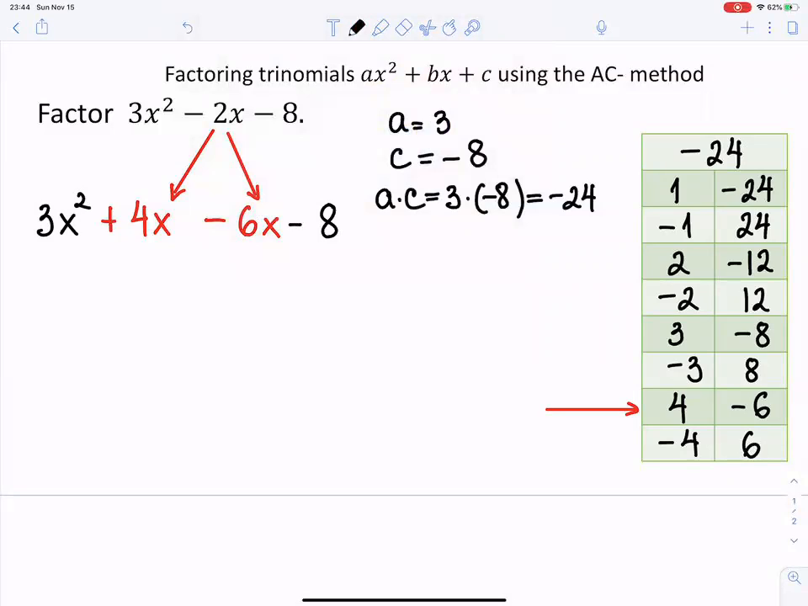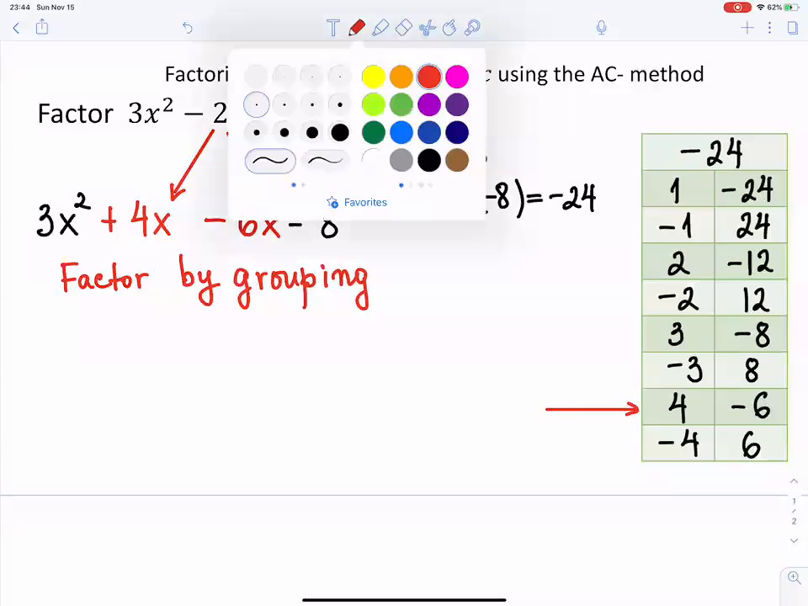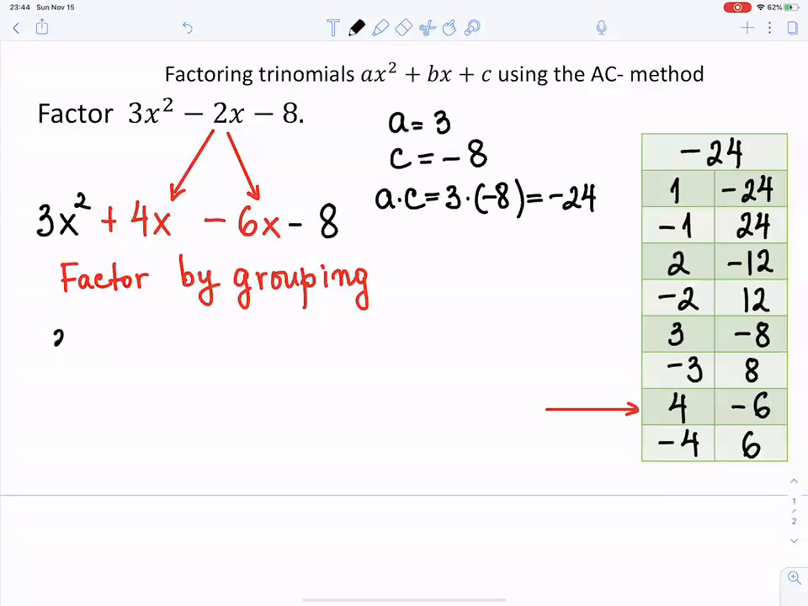So what we're going to do next is we're going to factor by grouping. We have 4 terms now. So we know that when we have 4 terms, we can put them in groups of 2 and factor them. 3x squared plus 4x minus 6x and minus 8. We're going to group them.